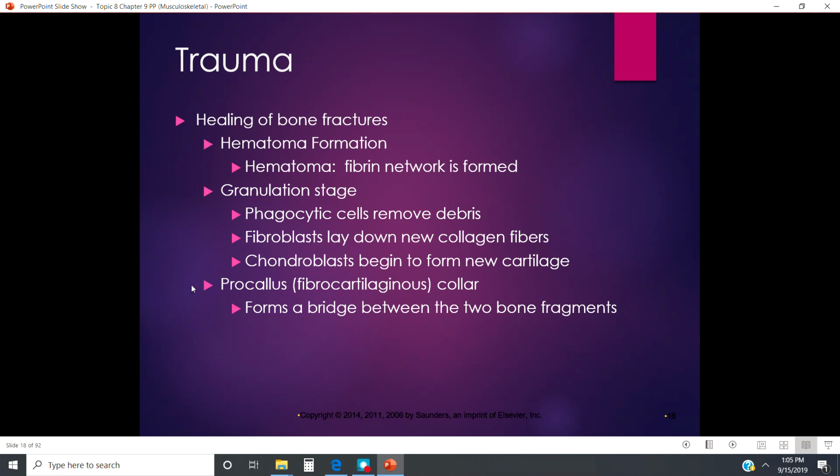From there, we're going to move into the procallus collar phase, right? Or some people call it the fibrocartilaginous collar. This is now going to be where the granulation tissue is going to be replaced by fibrocartilage, and at this point we're going to have union of the two fragments. We'll have union of the proximal fragment and the distal fragment. Now it's not strong, right? You wouldn't want to go out and play sports and do activities. It's just the cartilage connecting the two bony fragments.